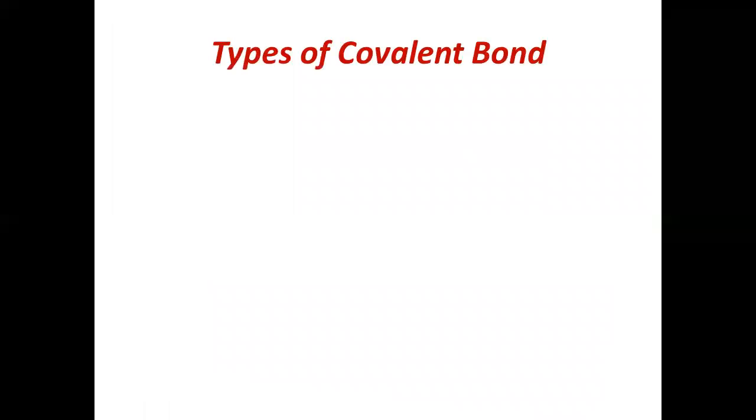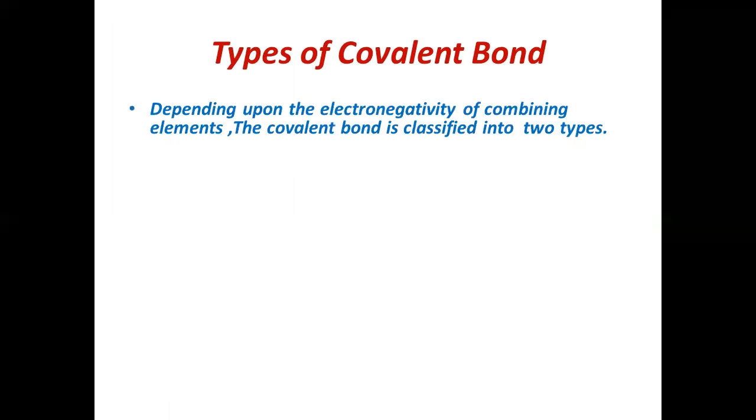Next is types of covalent bond on the basis of electronegativity difference. The previous classification was on the basis of the number of electron pairs which they shared, but this classification is on the basis of the electronegativity of combining elements. The covalent bond is classified into two types on the basis of electronegativity difference: polar covalent bond and non-polar covalent bond.